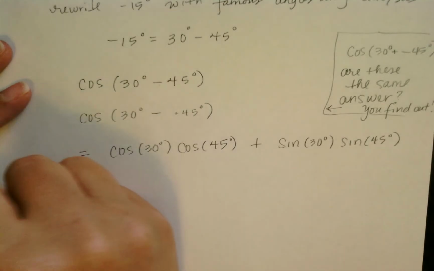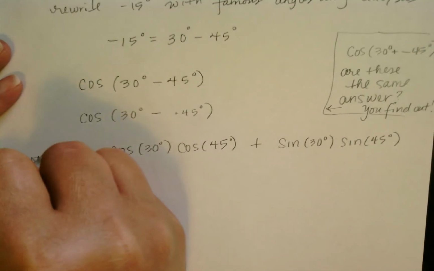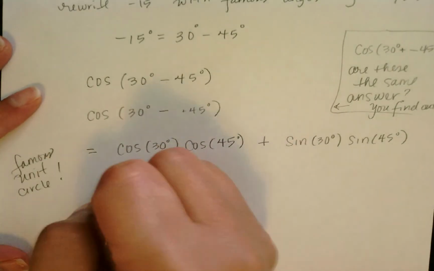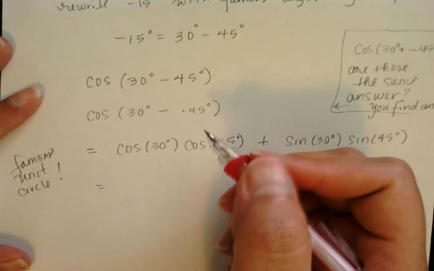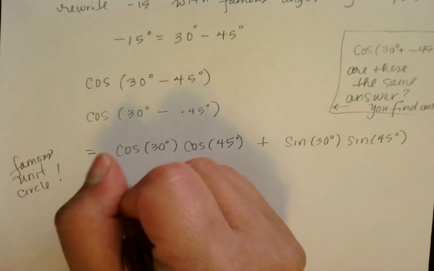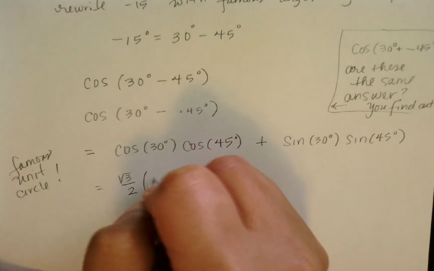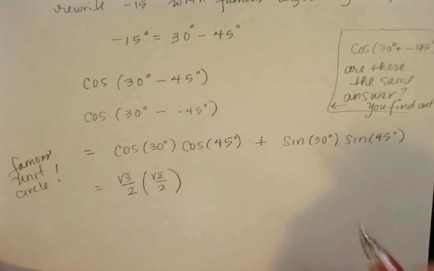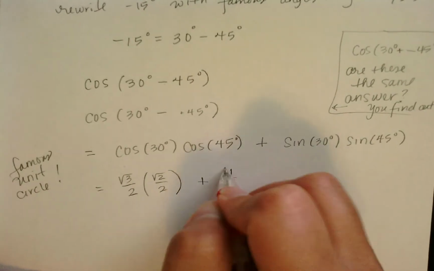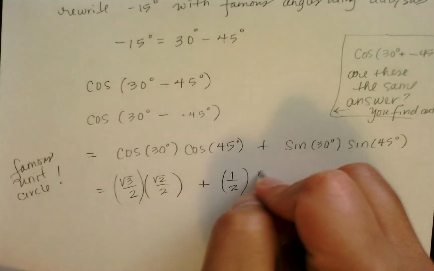Okay? And where do we find these? The unit circle, since they're famous. Alright, cosine of 30 degrees. Anybody got it? Yes, square root of 3 over 2. Cosine of 45 degrees, square root of 2 over 2. Plus sine of 30 degrees. Okay. And sine of 45 degrees, square root of 2 over 2.